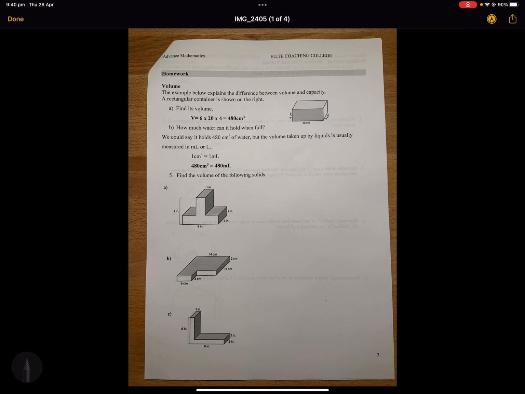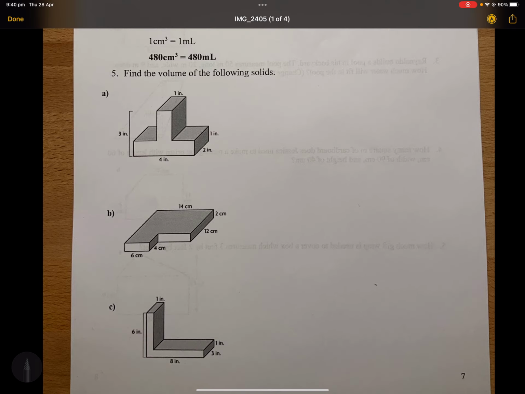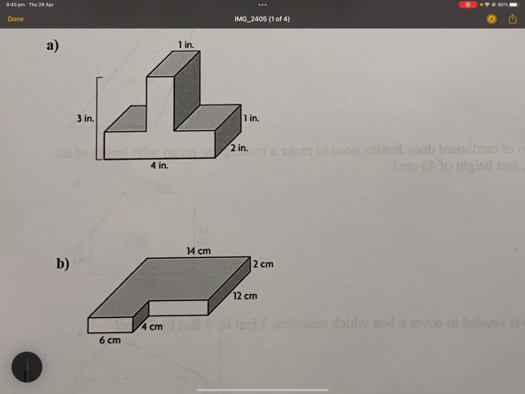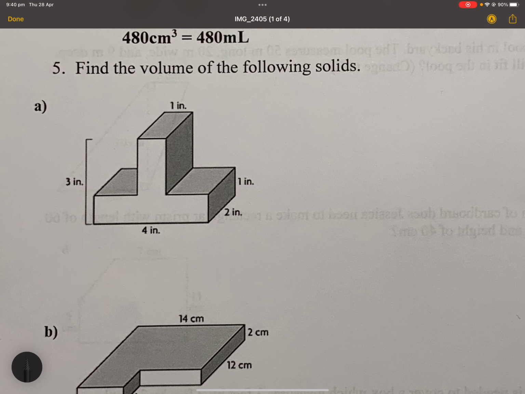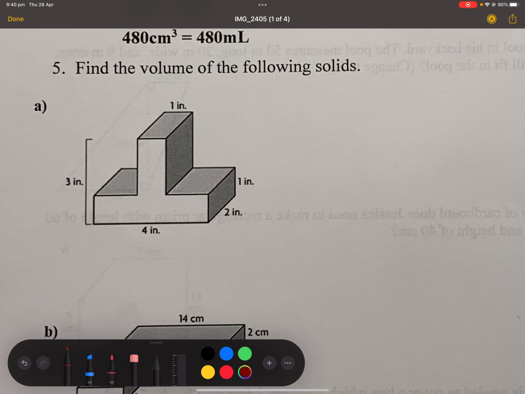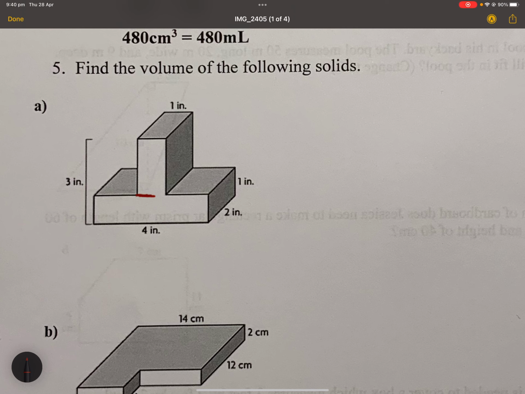On page 7, we're going to be dealing with volumes. To find the volume, we're going to have to do length times width times height. So let's look at this weird shape here, this composite volume. What we're going to do is cut this into two shapes. So let's cut it this way.